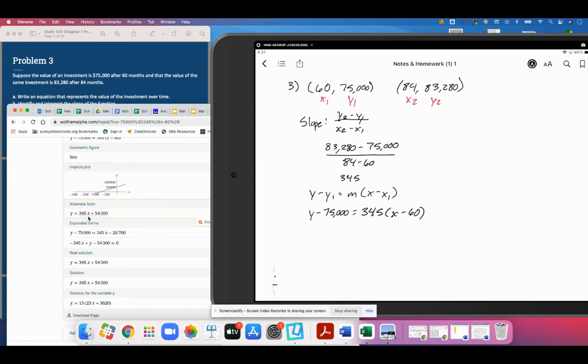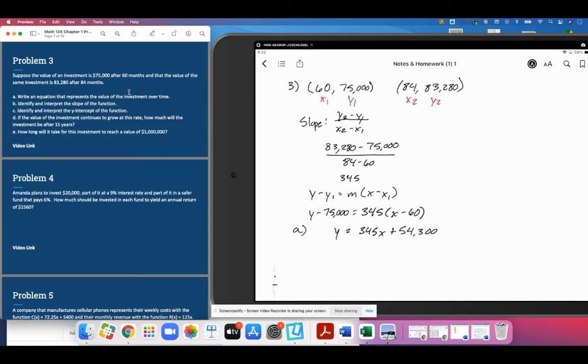And for alternate forms, there we go. y equals 345x plus 54,300. So that's for part A. Again, both of those are an equation that represents this model, just that we prefer the second one because we can see a little bit more, like the slope and the y-intercept. I can tell both of those from this equation. I cannot from this equation.